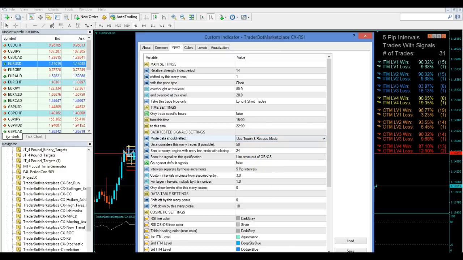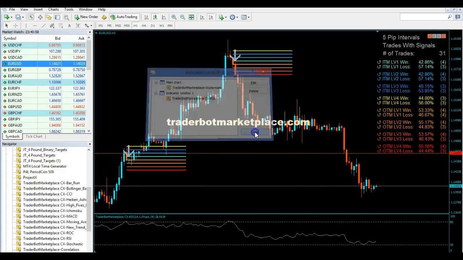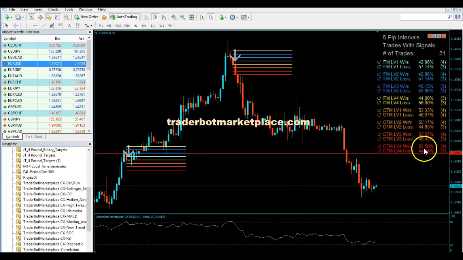Touch and retrace. Now I know that 55.56% of the time, if we get a signal and it touches this line, it's going to bounce and close above that line by what's called expiry, or the end of the signal. This is a 24-hour trade.